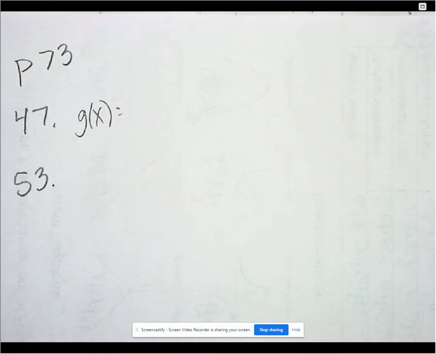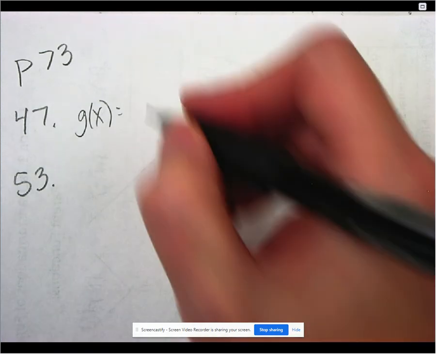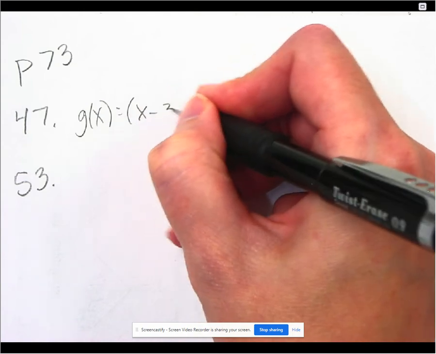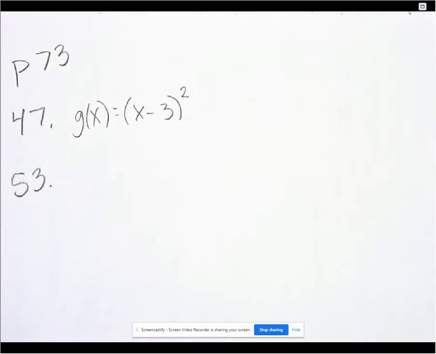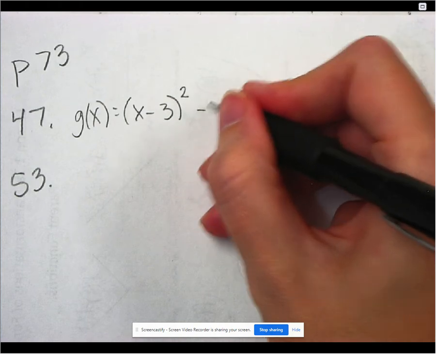It is a quadratic function that takes the parent function and shifts 3 units to the right. So 3 units to the right, we're going to subtract 3 on the inside. And then make sure that you square that on the outside. And then down 7 is going to be minus 7.